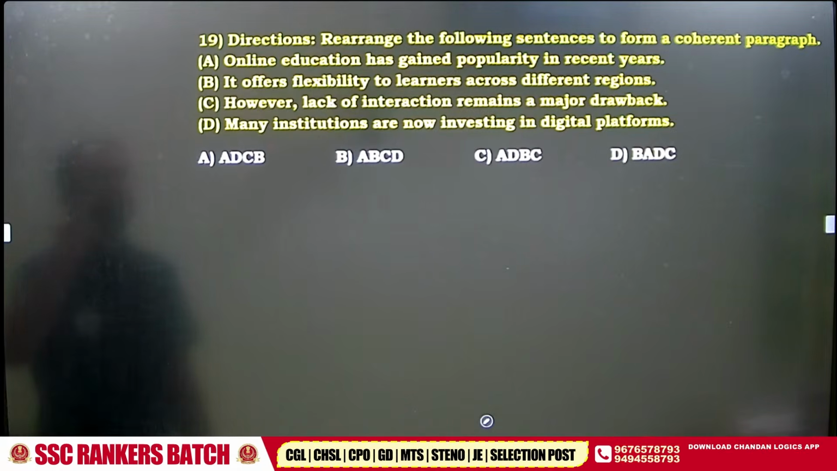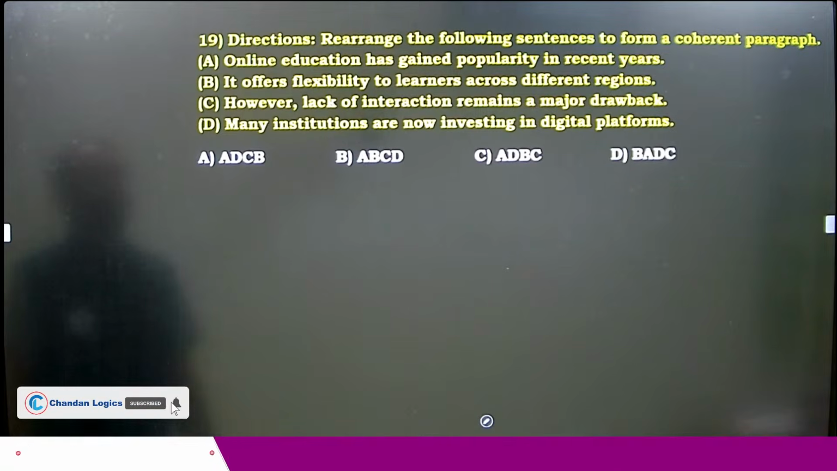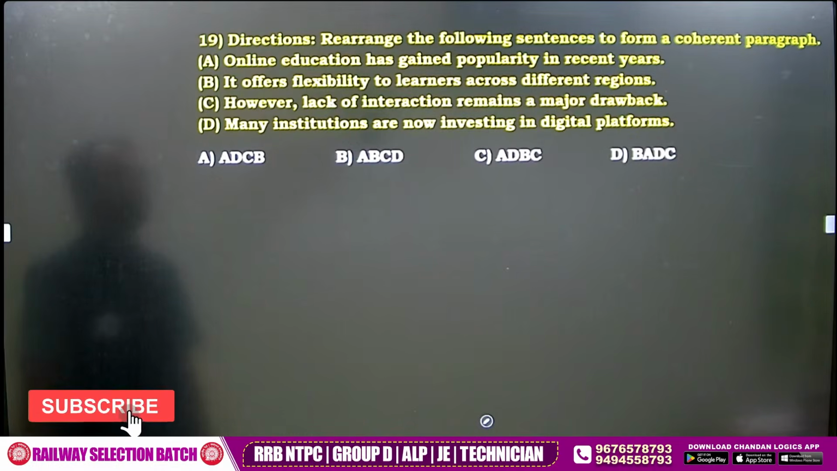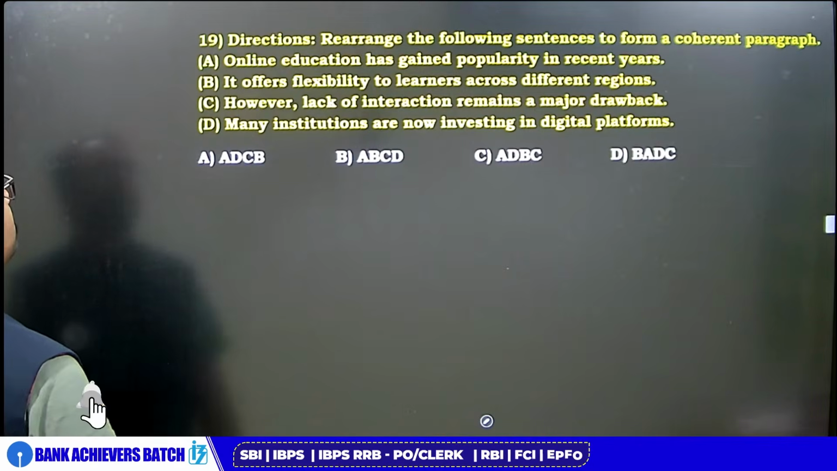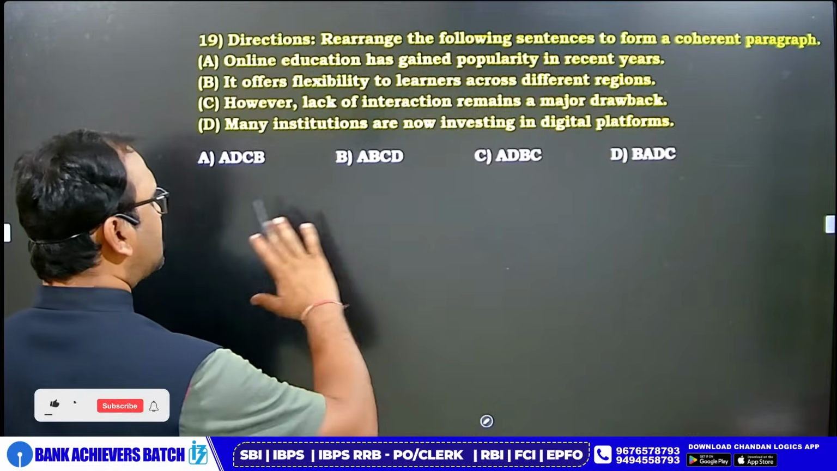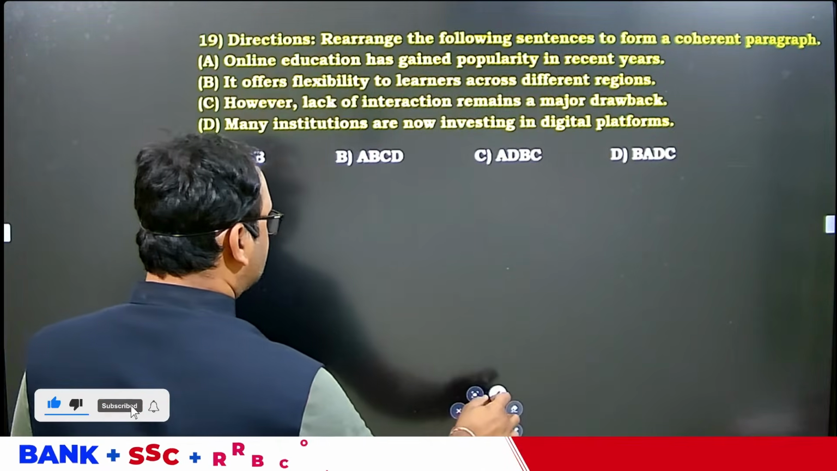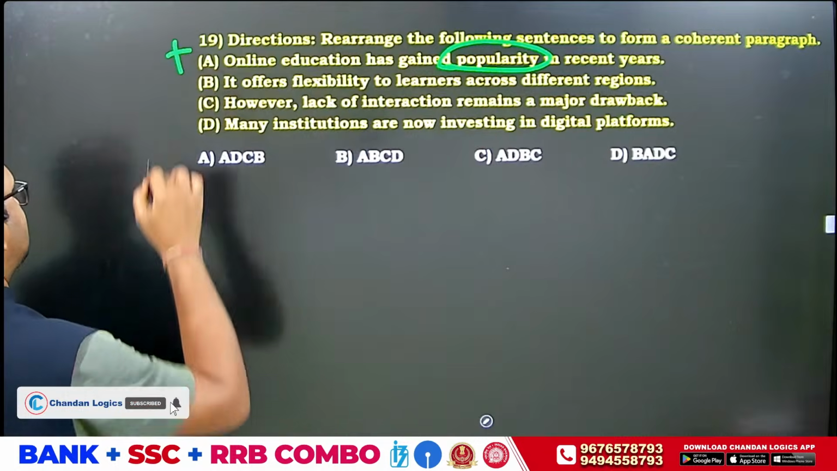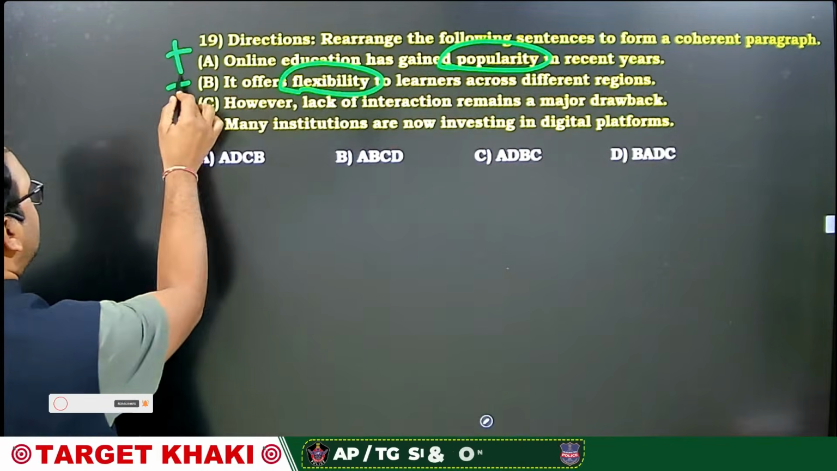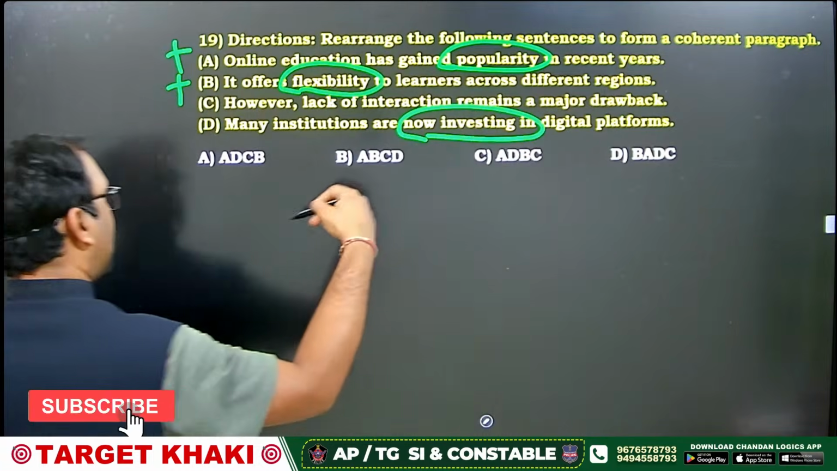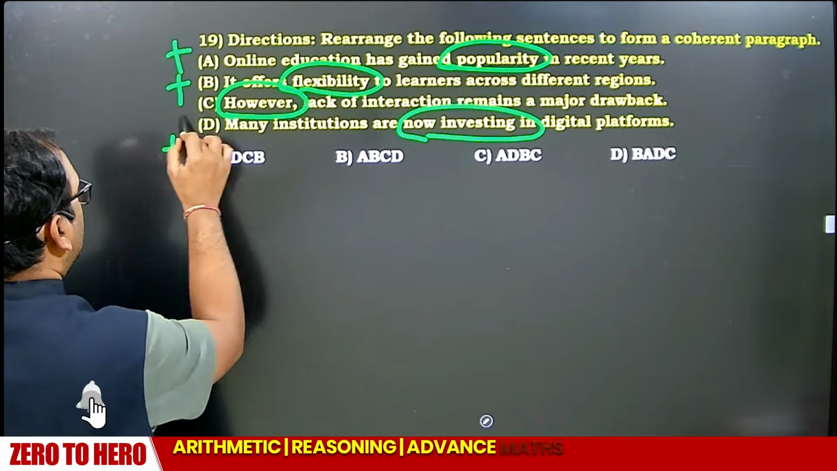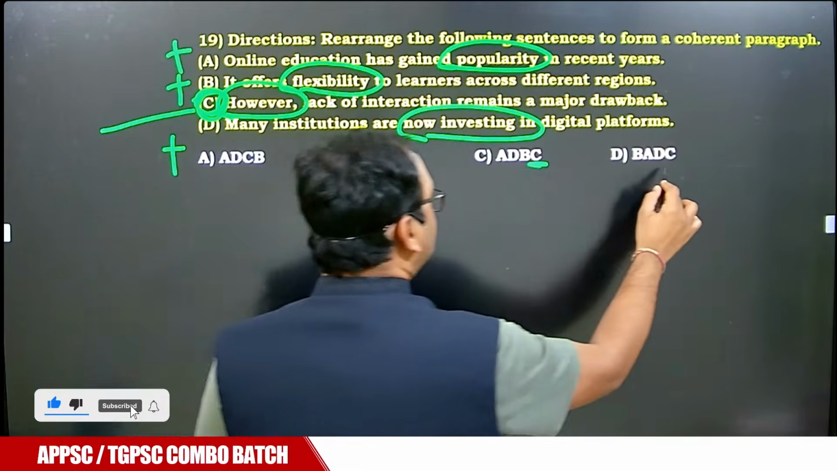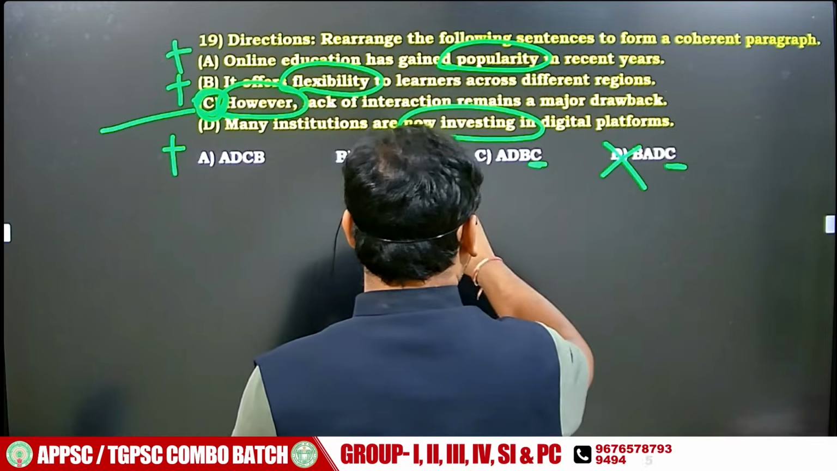Okay. Now, let us not read the sentences too deeply, but have a glance at the sentences. Education has gained popularity. Positive sentence. It offers flexibility. Positive sentence. Many institutes are now investing in digital platforms. Positive sentence. However, negative sentence. Now this is the only negative sentence. This comes in the last. Either this or this. You cannot start with a pronoun. So third option.